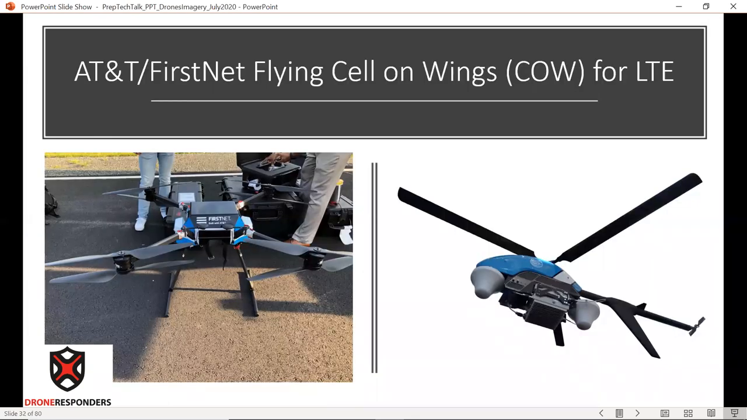This is an example of AT&T and their ability to fly, like they did in Maria and some other places, to provide temporary LTE coverage by their drone. Next slide.